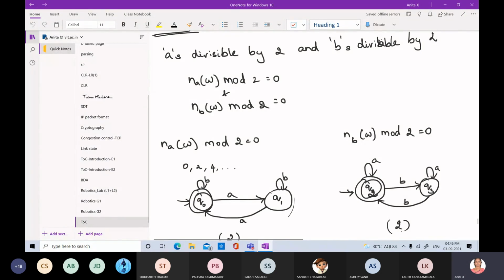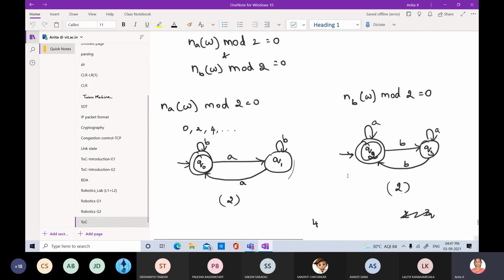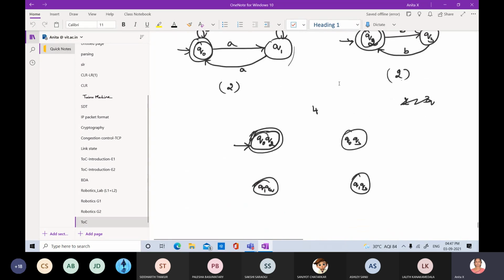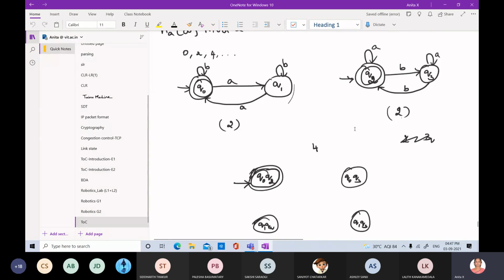First, we designed the finite automata for the number of A's divisible by 2, and the finite automata for the number of B's divisible by 2, and this is here. Now we are going to integrate them with an AND condition, so the number of A's and B's in the word should both be divisible by 2. How are we going to proceed with that? That is what we started with in the last class.